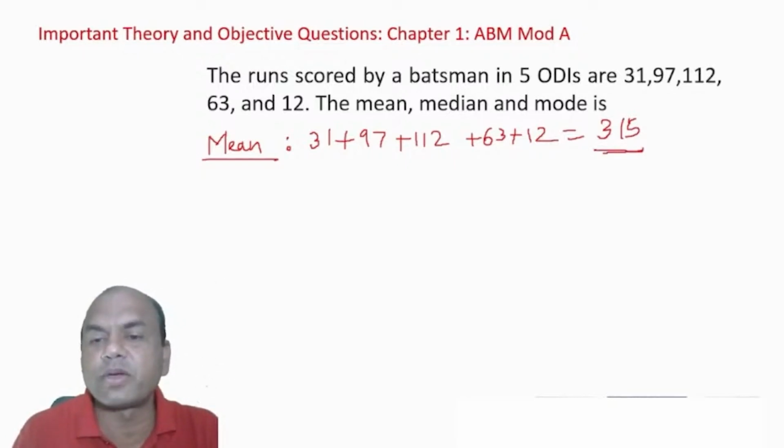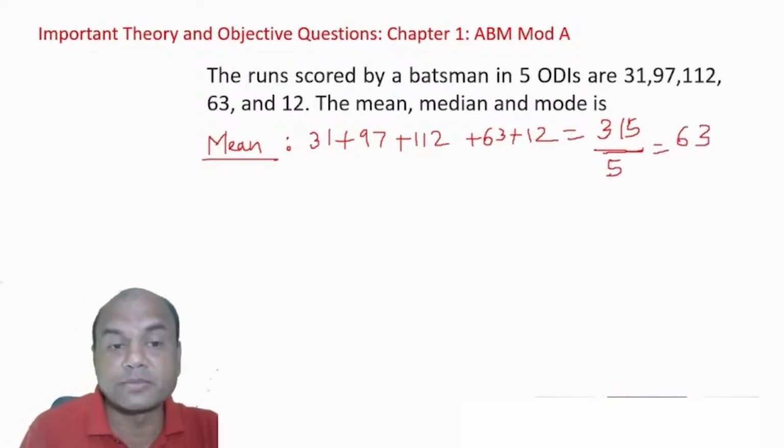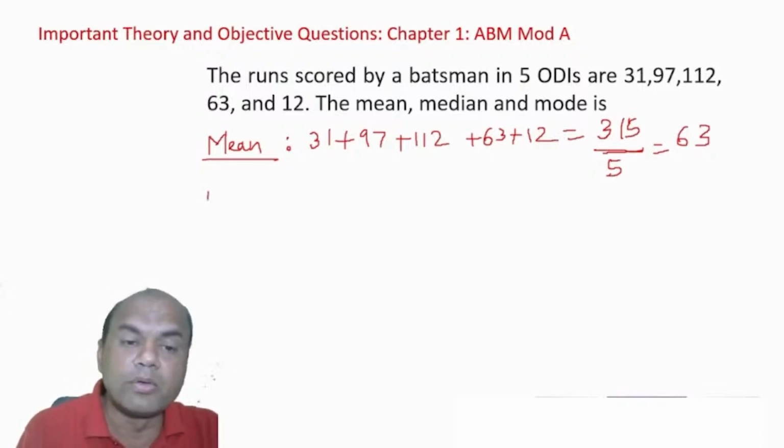How many elements are there? 5. So 315 upon 5. So it is 63. This is my mean. Now mode.